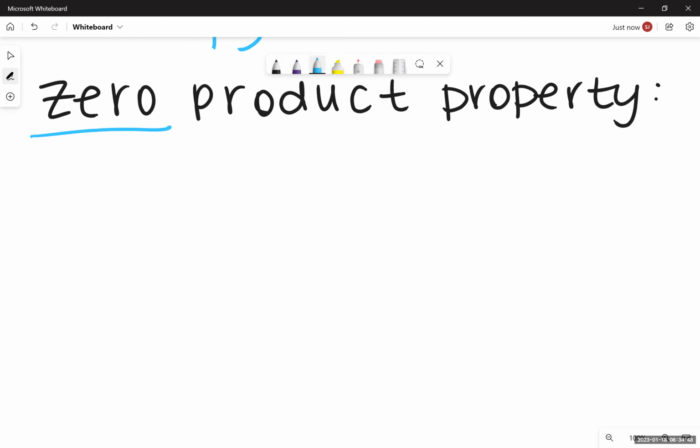Okay, zero and then product. Zero, we're literally going to have a zero, like something set to 0. And then product means that something's going to be multiplied to itself. Okay, and this is what it looks like right here.